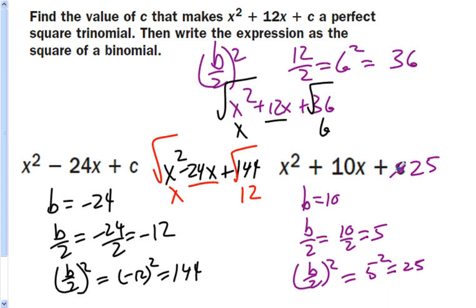x squared plus 10x plus 25 is a perfect square. Just square root each term. That gives me an x and a 5. 5 times x is 5x, times 2 gives me the 10x in the middle. It is a perfect square trinomial.